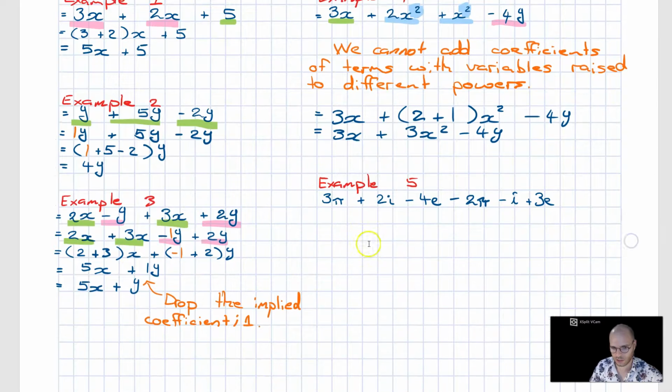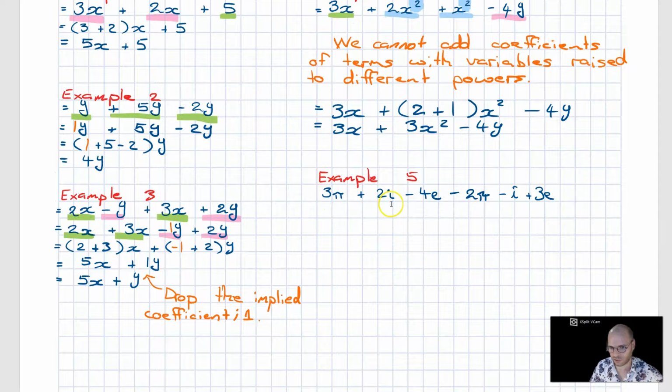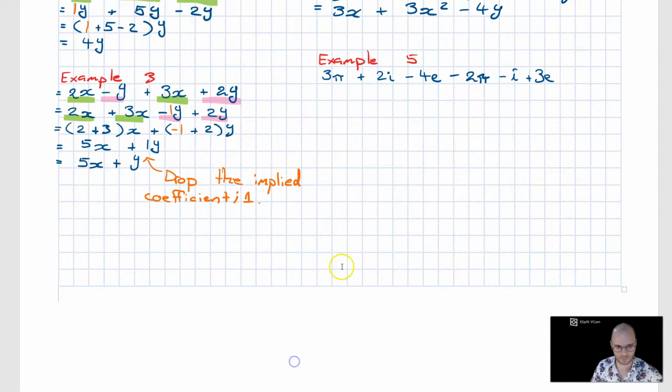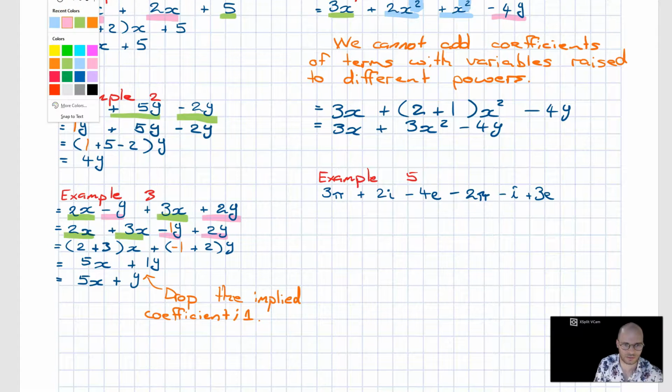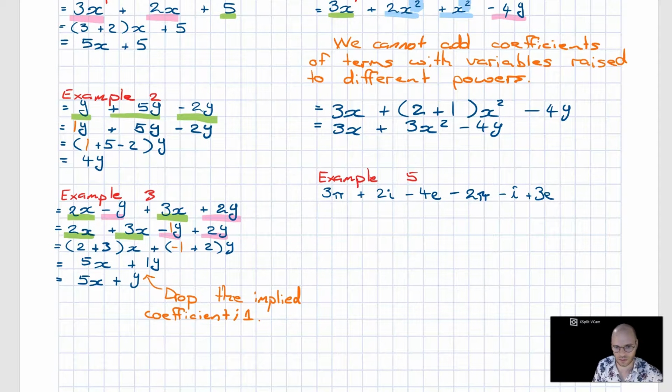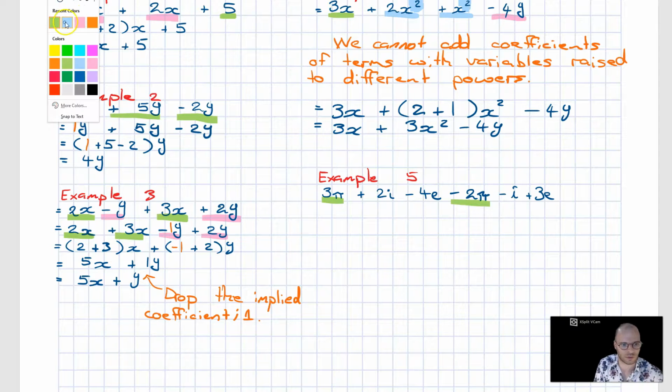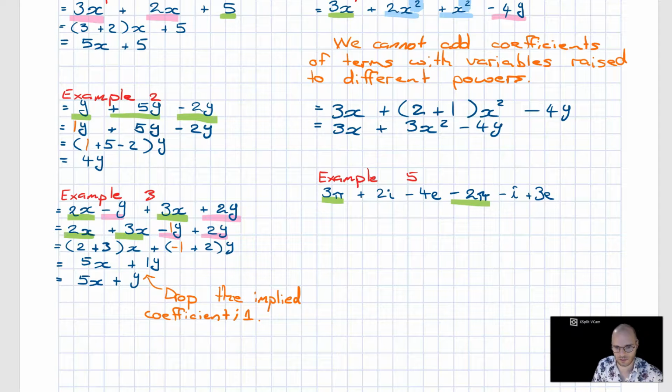We have 3 pi plus 2i minus 4e minus 2 pi minus i plus 3e. What we want to do is collect our like terms. So doing that, once again, what I'm going to do is identify all of the terms in this expression. So I've got pi's, remembering the negative always belongs to the term. Then we've got i's, and finally we have e's.